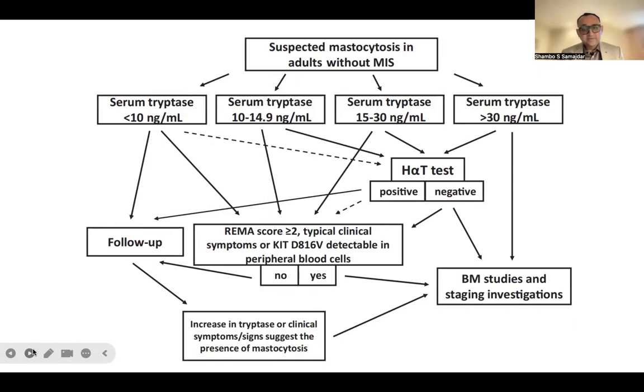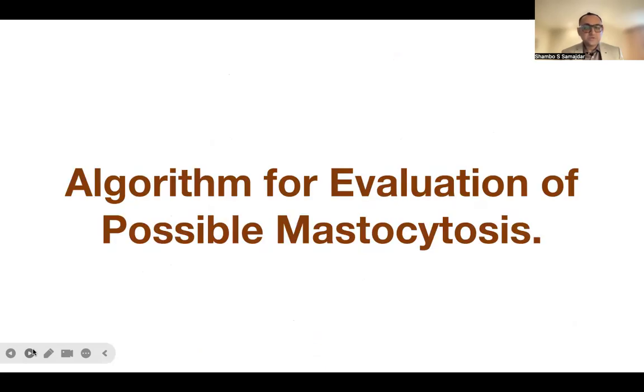And if it is negative and the serum tryptase level is between 15 to 30, then obviously we need to plan for bone marrow studies and staging. And for a tryptase value more than 30, we need to plan for bone marrow studies and staging investigations.